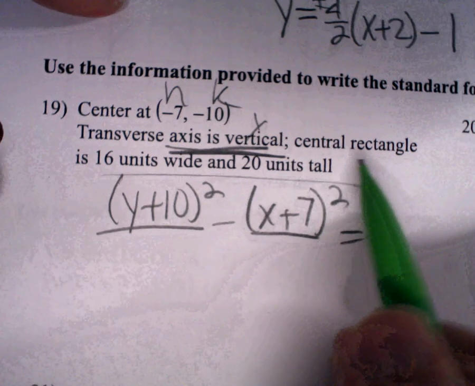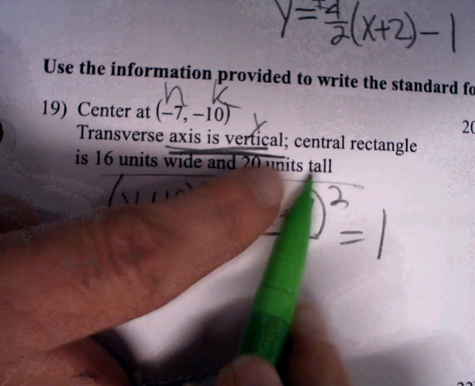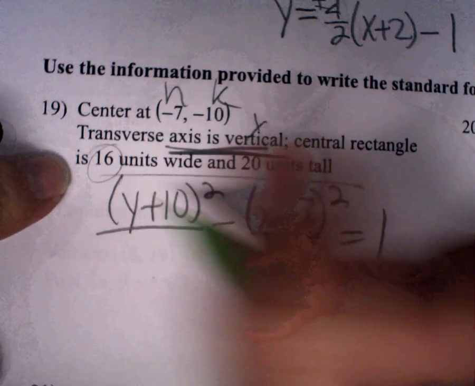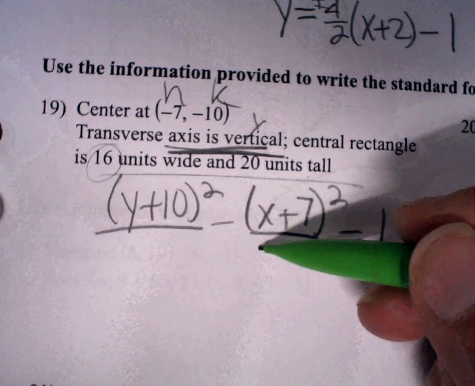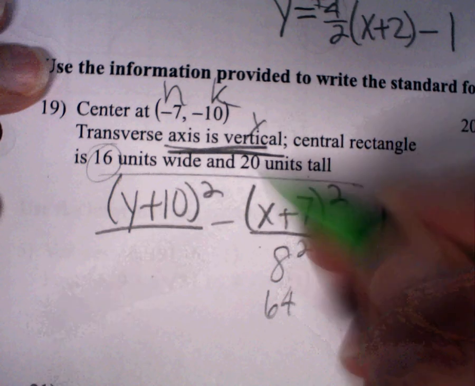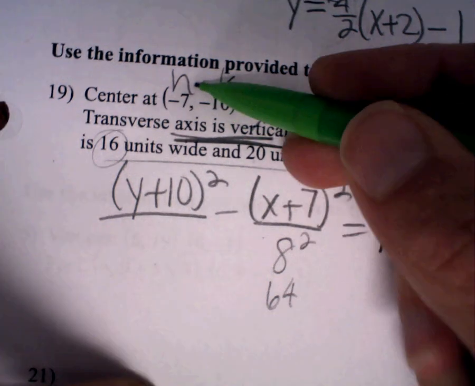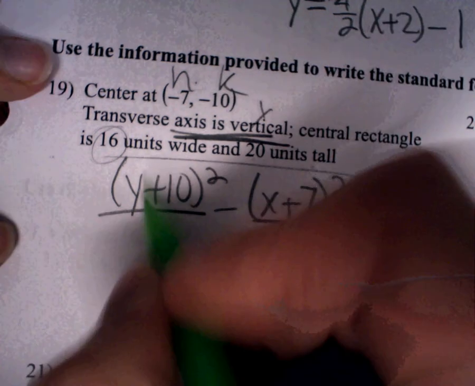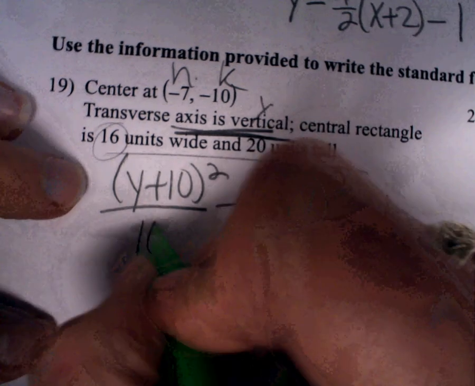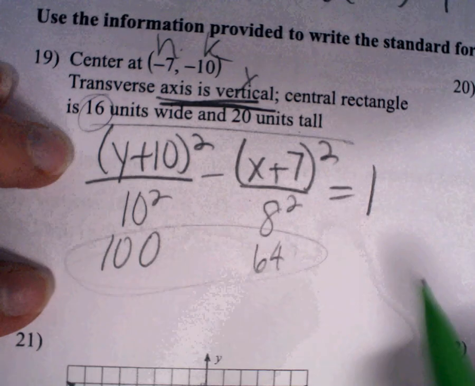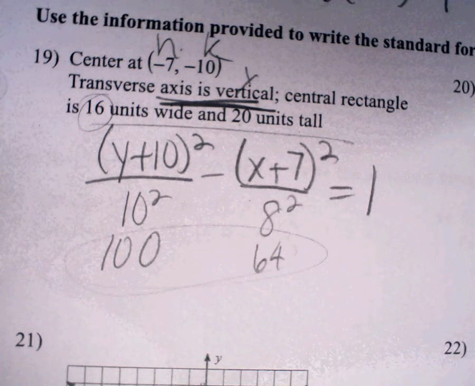And so then I have my width. My width is going to go with my x, my tall is going to go with my y, but this is the whole width. So from end to end is 16, so I'm going to use 8 squared, 64, and the whole thing is 20 tall. So then I use half of that, because that's the full thing, so that's 10 squared, or 100. I would obviously prefer these two, but just for this purpose, I'm just writing those.